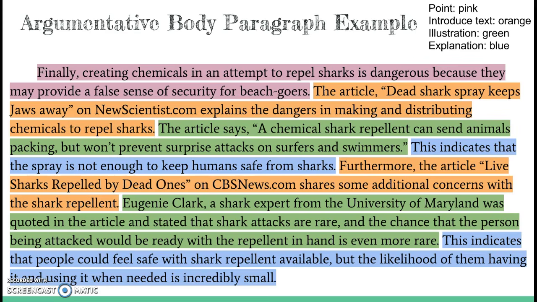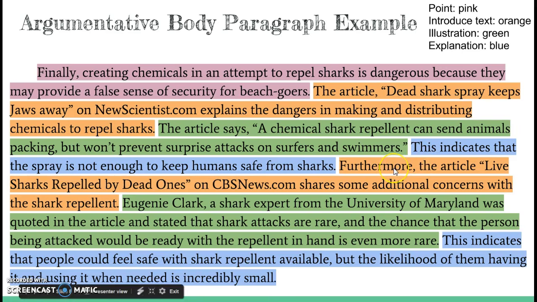Now I'm going to introduce my text. The article, Dead Shark Spray Keeps Jaws Away, on newscientist.com explains the dangers in making and distributing chemicals to repel sharks. And now I'm going to illustrate. The article states a chemical shark repellent can send animals packing, but won't prevent surprise attacks on surfers and swimmers. Now I'll explain. This indicates that the spray is not enough to keep humans safe from sharks.